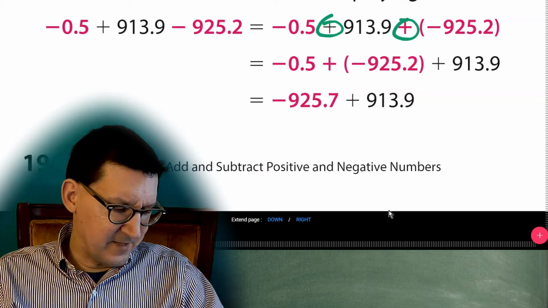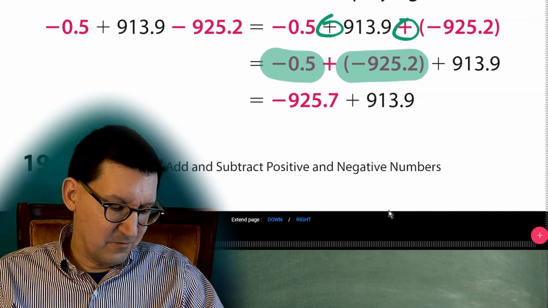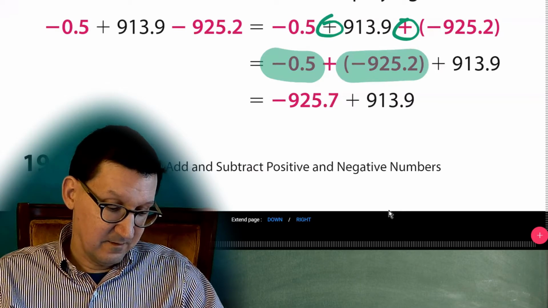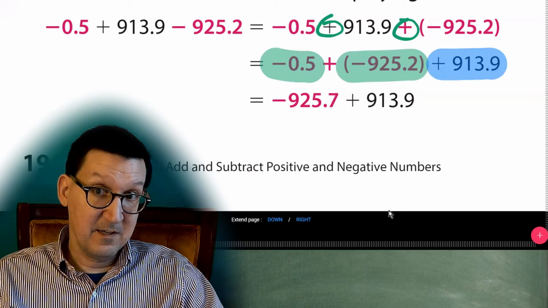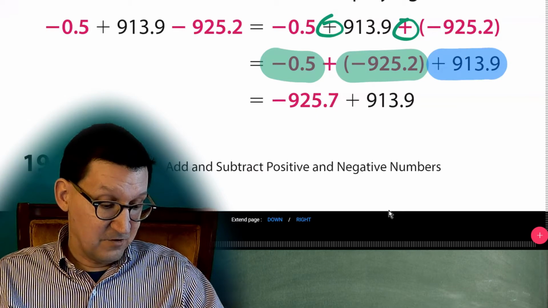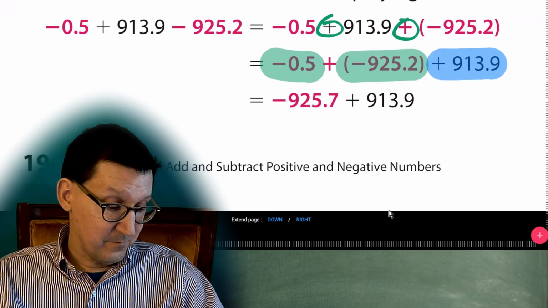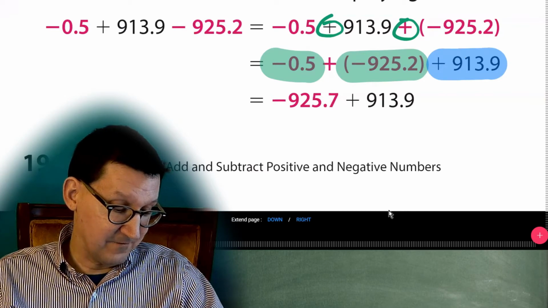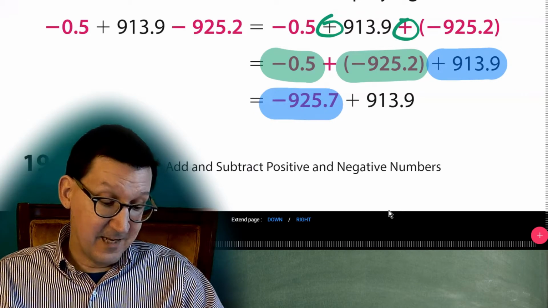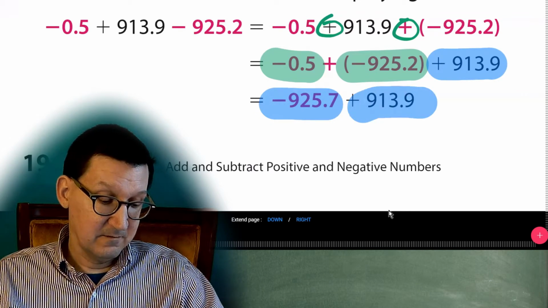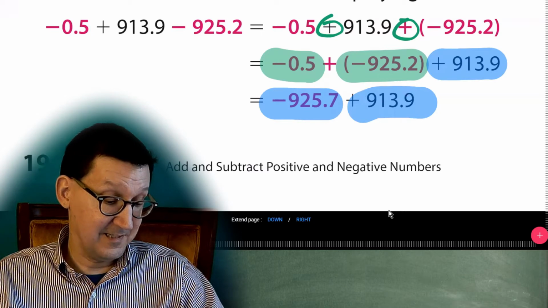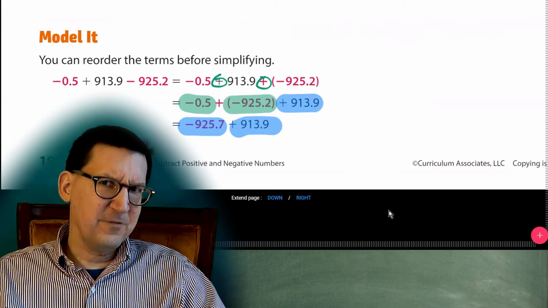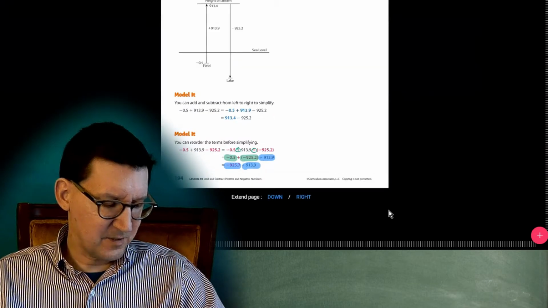So what have we done? We've taken negative 0.5 and negative 925.2 and put those together, and 913.9 is being added separately at the end. So we're adding these negatives first. We add negative 0.5 and negative 925.2, which gives us negative 925.7. And then we add 913.9, which means we're subtracting those two numbers, and that gets us negative 11.8. So this reordering thing looks interesting. Let's talk some more about that.